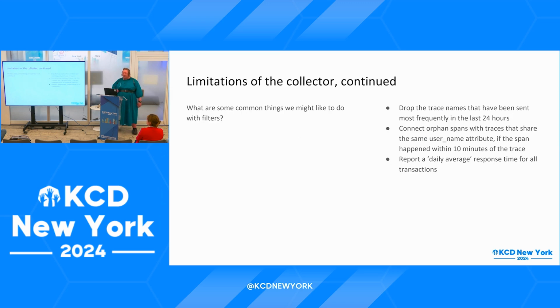Let's talk about some filters we might like to do. Apologize for the small text here. So here's some common things we might like to do. We say, hey, we have a programming language now for filters. So let me just give 3 examples of some fun filters that we might like to do. We want to drop the trace names that have been set most frequently in the last 24 hours. Hey, we've had enough traces like this. Go ahead and drop them from the last day. We want to connect orphan spans based on some other data. Hey, we see that they have the same user ID and the same transaction ID. Let's give them the same trace ID. Let's report a daily average response time for like 100% of transactions, right? We have a filter, it can do math on these values. So let's go ahead and do these.